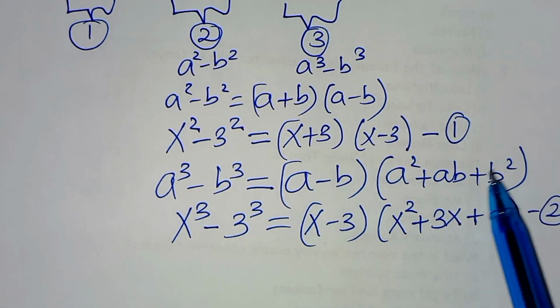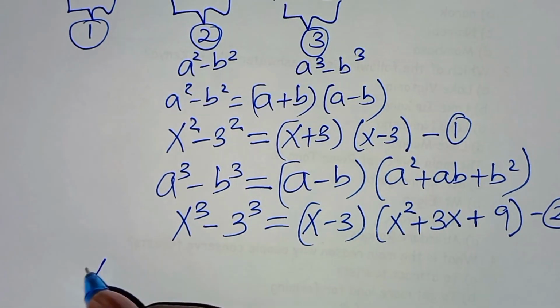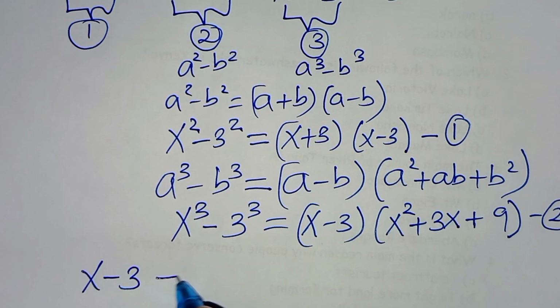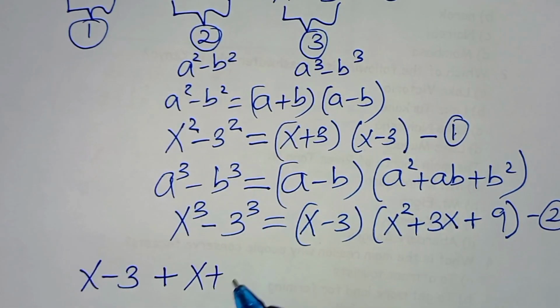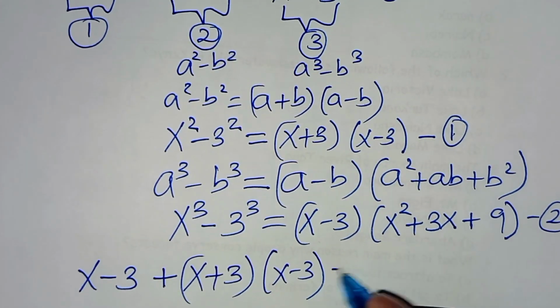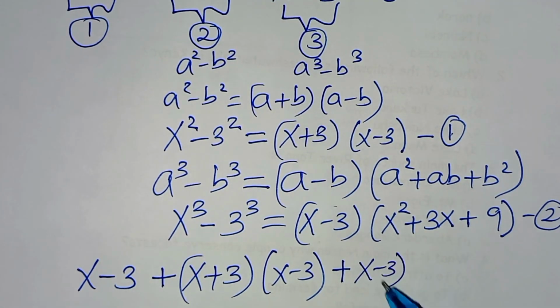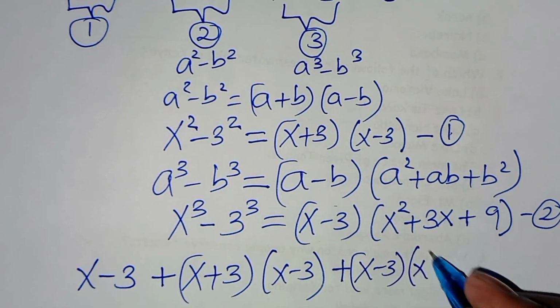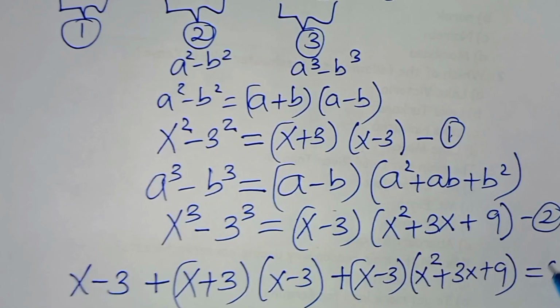So let's combine equation 1 and 2 and the first part here. So we have the first part as x minus 3, plus equation 1, which is x plus 3 times x minus 3, plus now we have equation 2, which is x minus 3 times x to power 2 plus 3x plus 9. This is equal to 0.